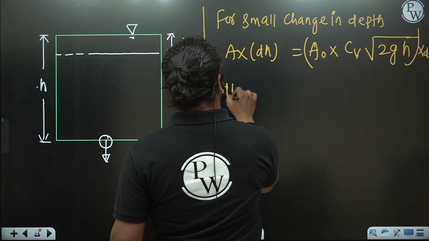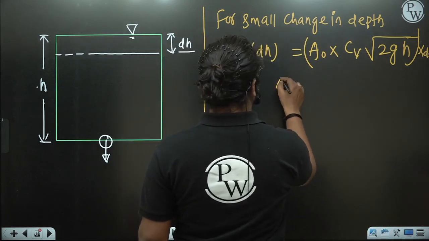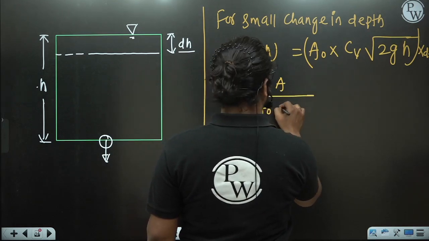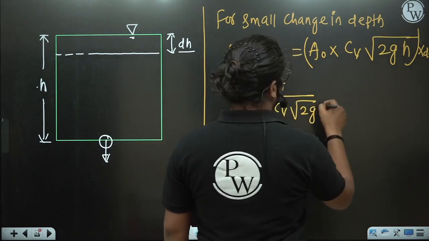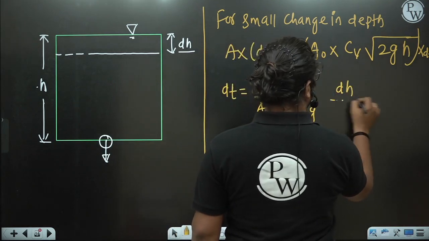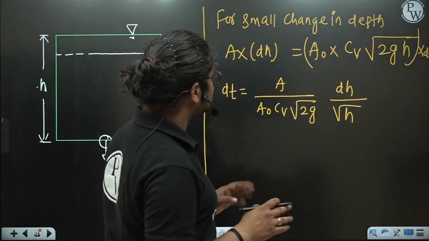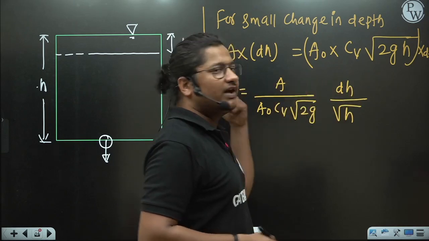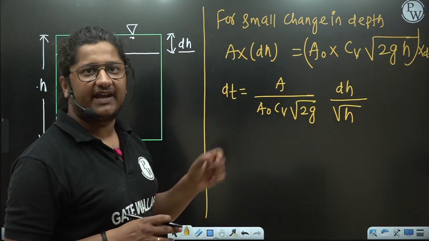So if I want to write dt, it will be A upon A naught into Cv root 2g, in brackets, dh upon root under h. I don't think anybody will have any issue here. So for a small change dh, we calculated the small change in time, that is the small time taken, dt.